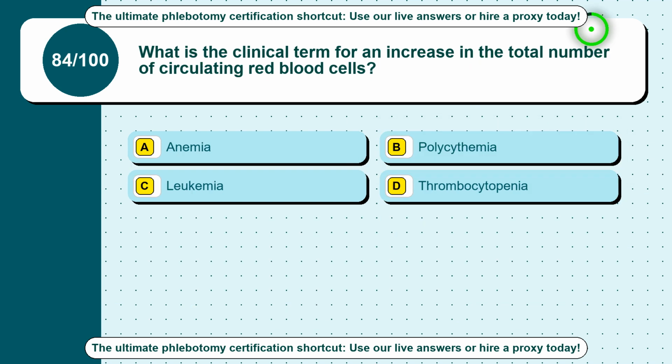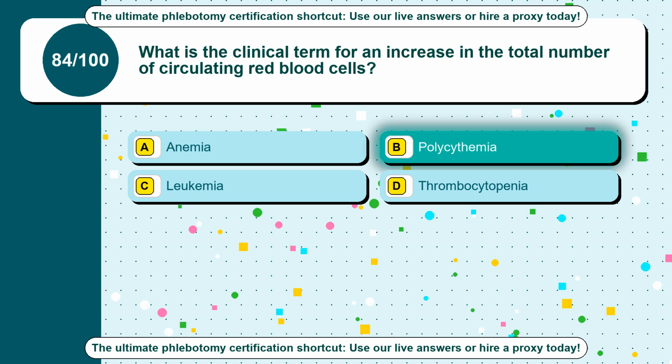Question 84. What is the clinical term for an increase in the total number of circulating red blood cells? Option A. Anemia. Option B. Polycythemia. Option C. Leukemia. Option D. Thrombocytopenia. The correct answer is option B.